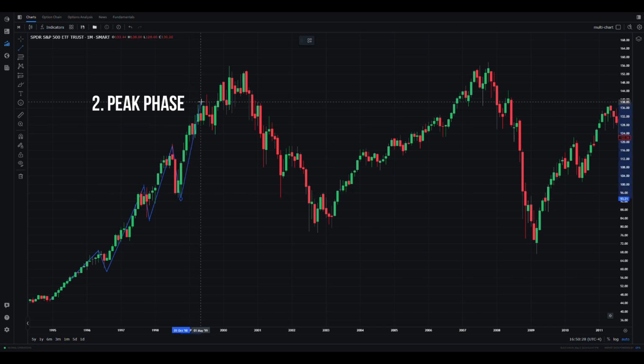2. Peak phase. The peak phase marks the climax of the bull market, characterized by euphoria, excessive speculation, and overvaluation of assets. Key indicators of a market peak include widespread media coverage, record high valuations, and extreme investor sentiment. Smart money begins to sell their positions, leading to distribution among less informed investors.